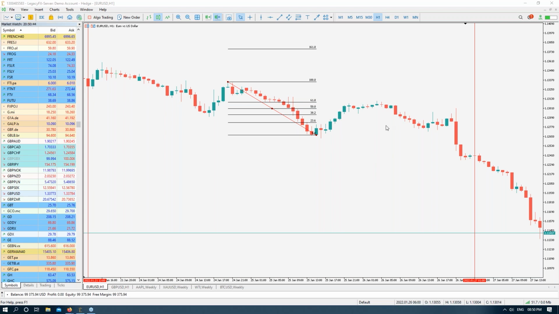All right, so that in essence is Fibonacci. It's really not much more complicated than that.